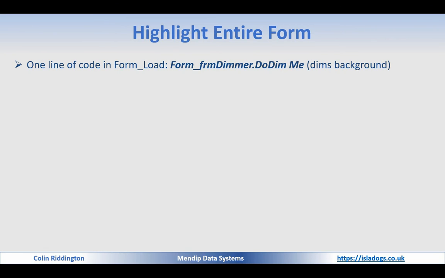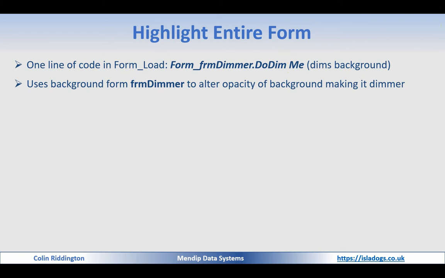We just need one line of code in the form that we want to highlight, in its load event, and that is to load the frmDimmer, and then run a procedure called doDim. We run that with the current form, me, staying active in the foreground, and that will dim the background.